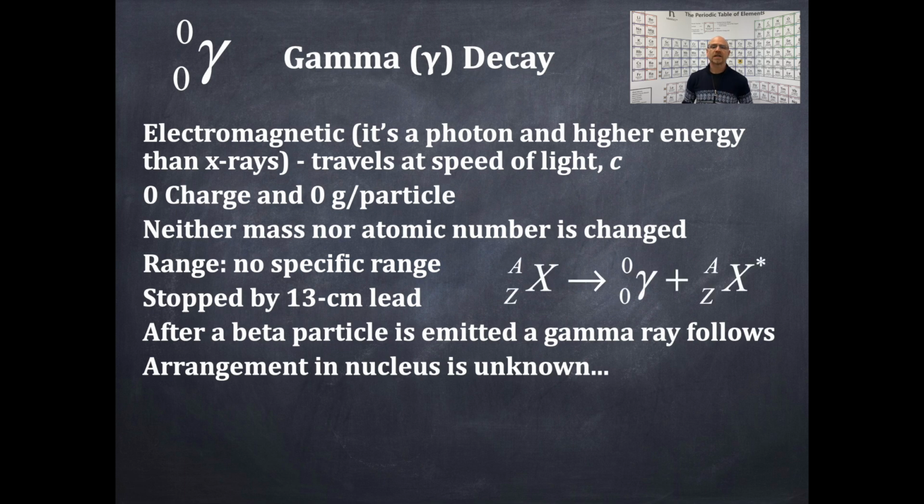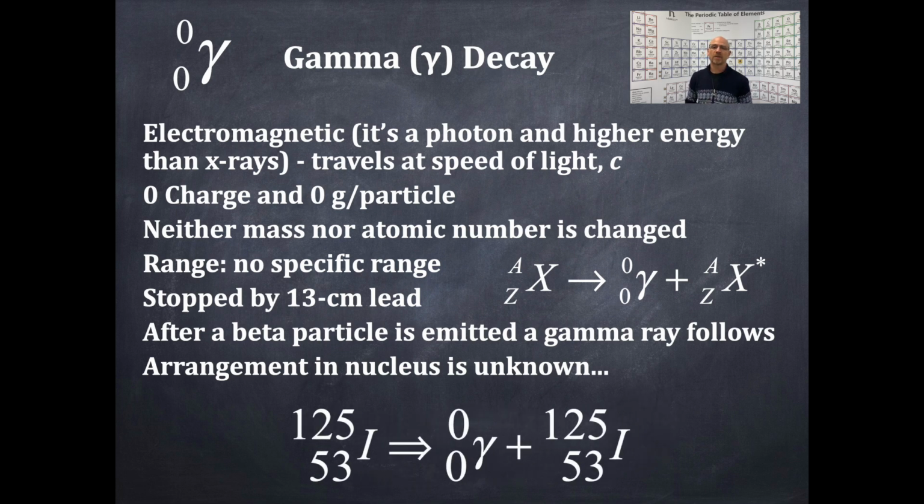And then here's that generic equation. Notice that I have that asterisk on that other product there. That lets me know that really neither the atomic mass nor the atomic number has changed. So that's important, and it's lower in energy.